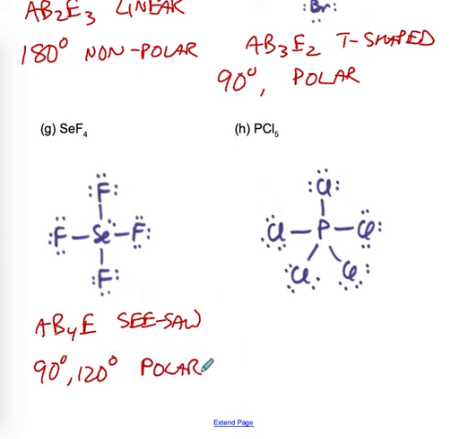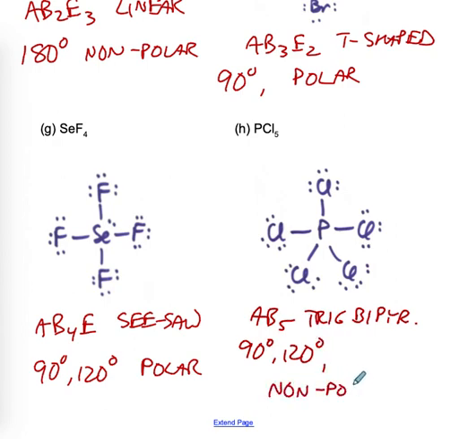And finally, phosphorus pentachloride, an AB5 molecule, has trigonal bipyramidal geometry with bond angles of 90 degrees and 120 degrees. No lone pairs on the central atom, high symmetry, so it is nonpolar. And that is molecular polarity.